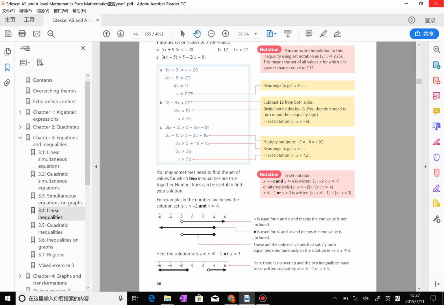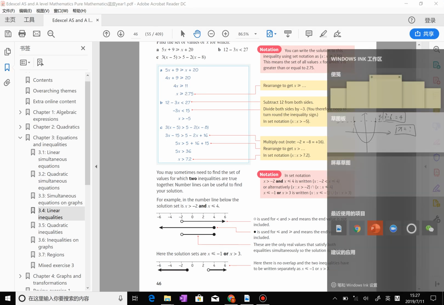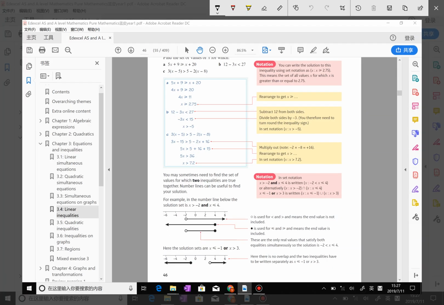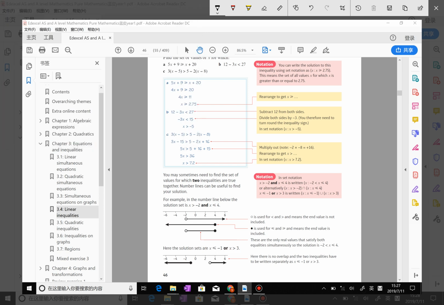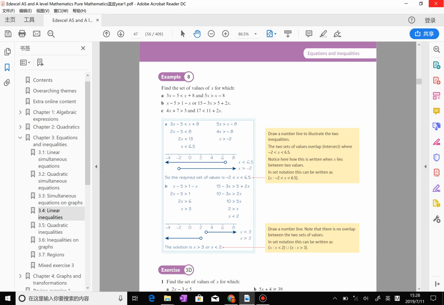Okay, let's look at another example, saying x less than or equal to negative 1 or x greater than 3. Here it is not "and", it is "or", which means you can keep them as they are. You don't need to find the combination. So let's look at the examples.